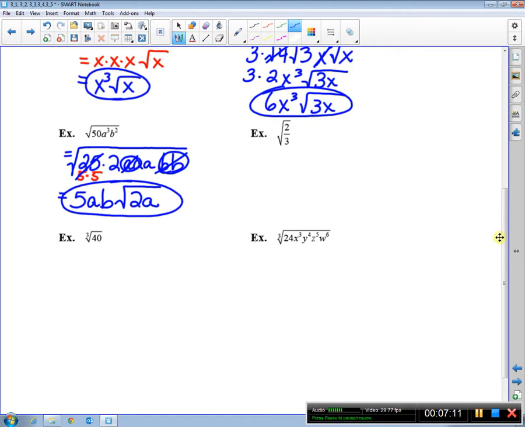The next example shows a fraction. So you've probably seen this before. Let's review. We can take a fraction and split it up into its own separate radicals. So on the top we'll write the square root of 2, and on the bottom we'll write the square root of 3. Then what we have to do here, and it actually comes up in another lesson, is what's called rationalize the denominator. And we have to rationalize the denominator anytime we have a radical in there.